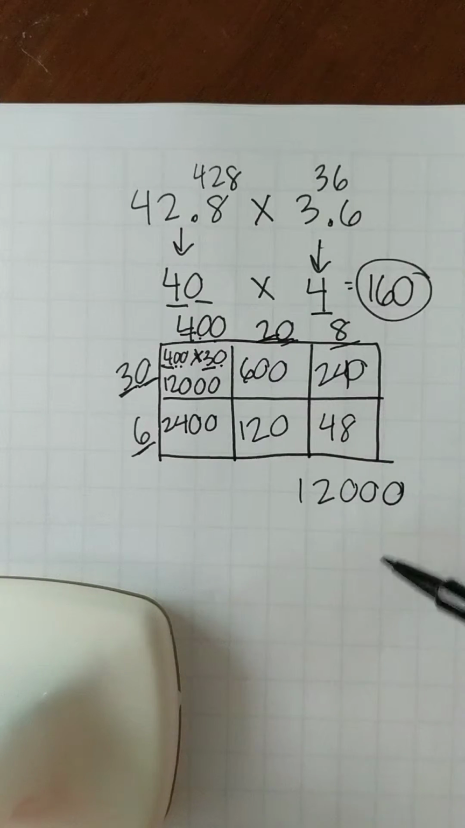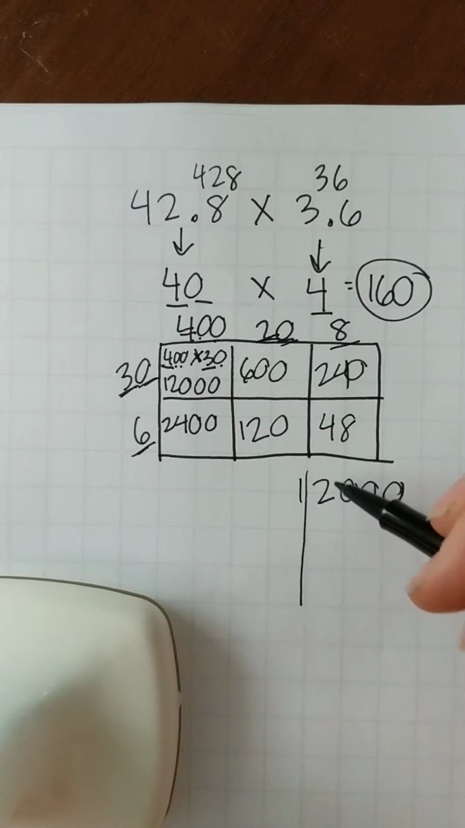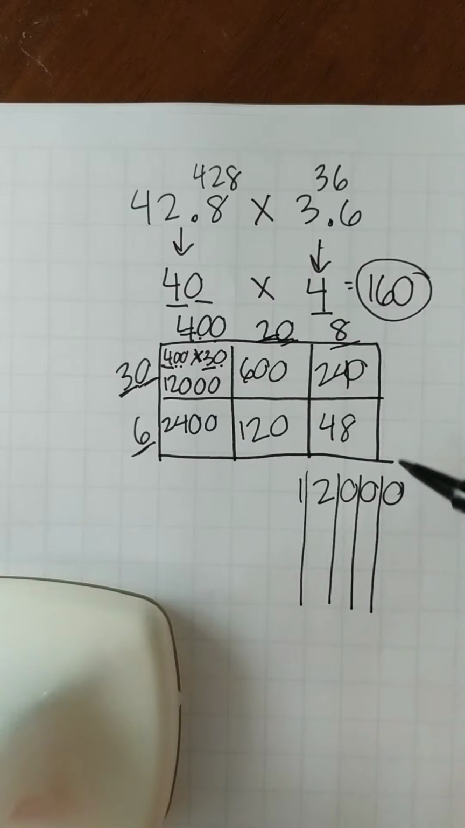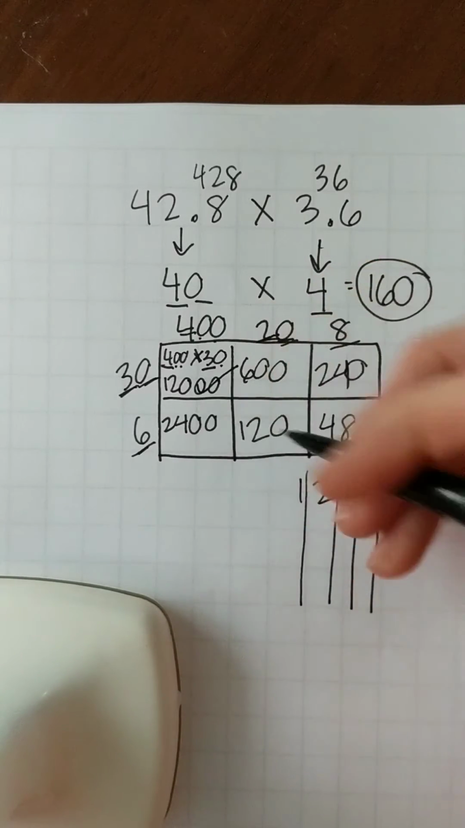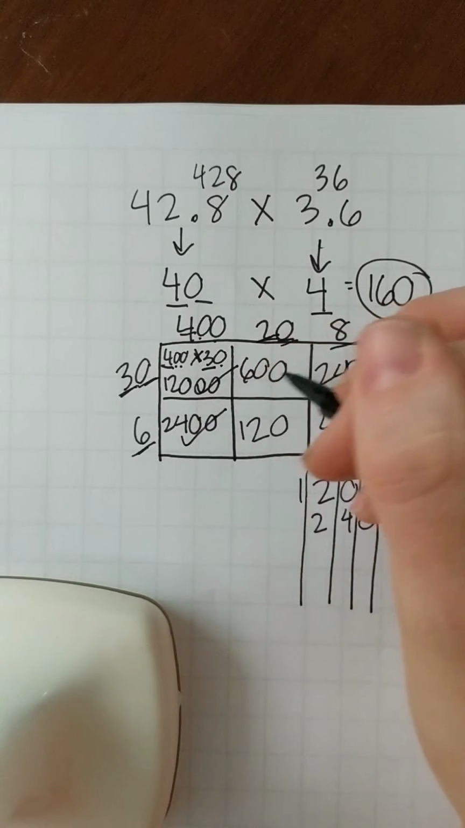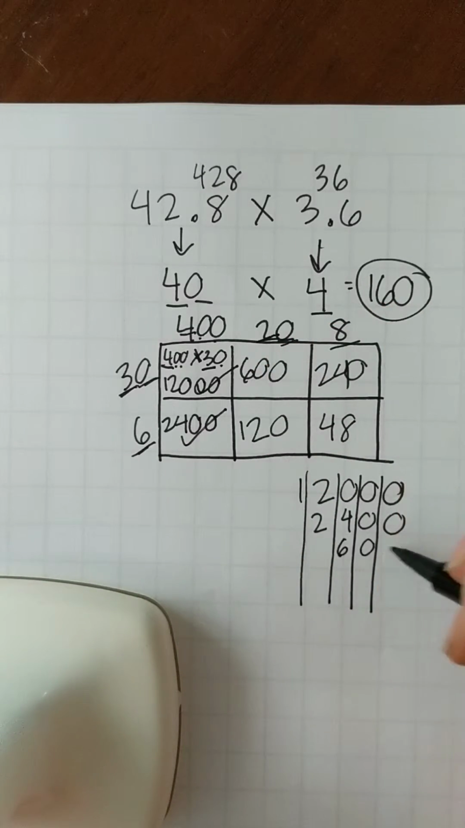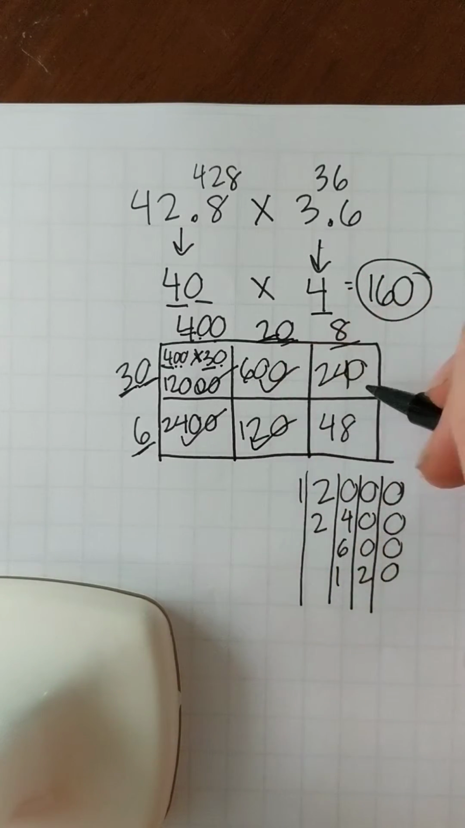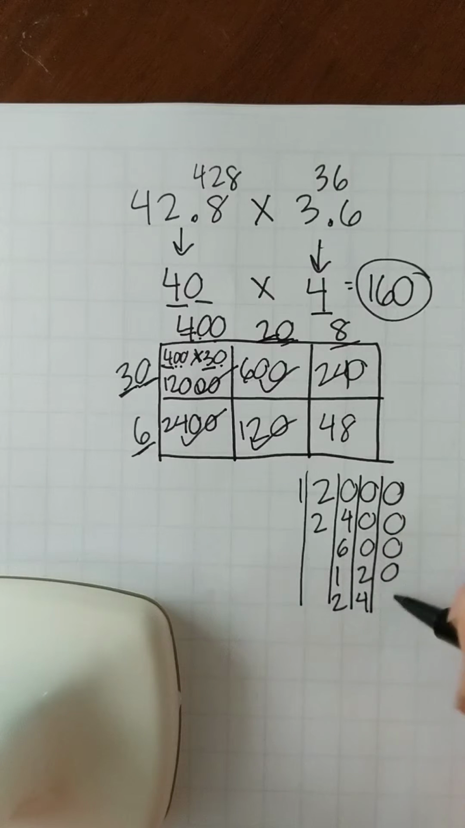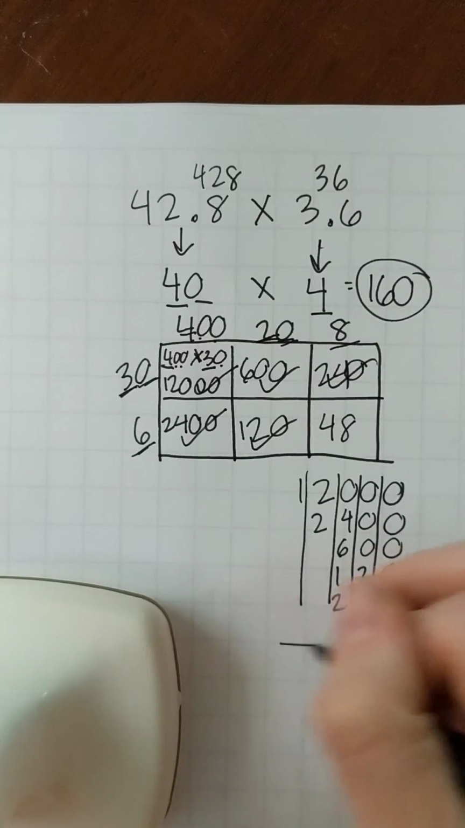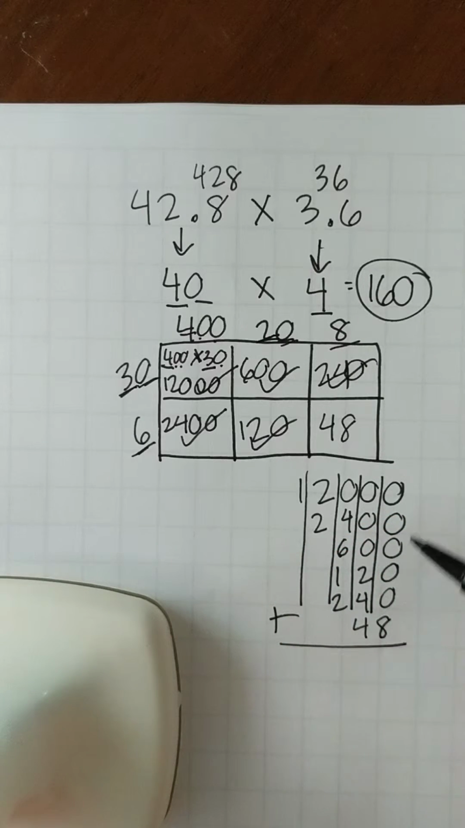If your numbers tend to get a little bit messy, something you can do to help yourself is you can draw columns. You can also use grid paper if it's helpful for you. Okay, so I got 1,200, 2,400, 600, 120, 240, and 48. Okay, now I'm going to add all my values together.